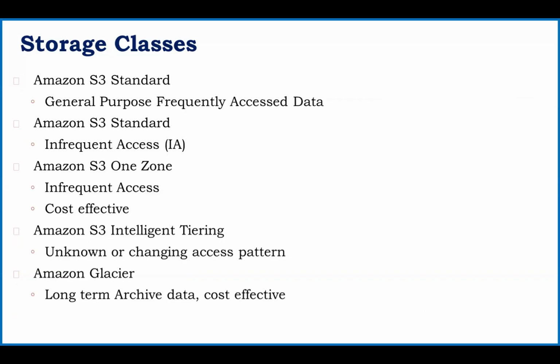So as I mentioned, Amazon S3 Standard, Amazon S3 Standard IA, Amazon S3 One Zone, Amazon S3 Intelligent-Tiering, Amazon Glacier. So we have varieties of data, right? And every variety of data has a certain purpose. And why we have to use what kind of storage in what condition, we can actually look at.